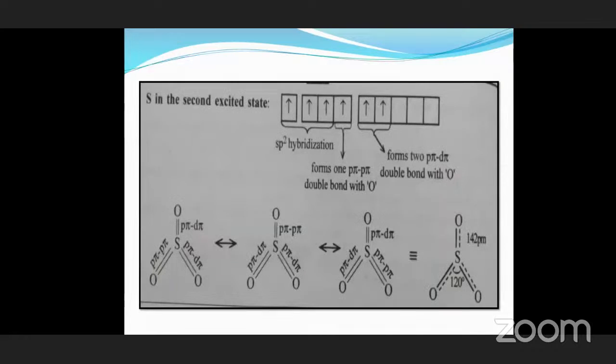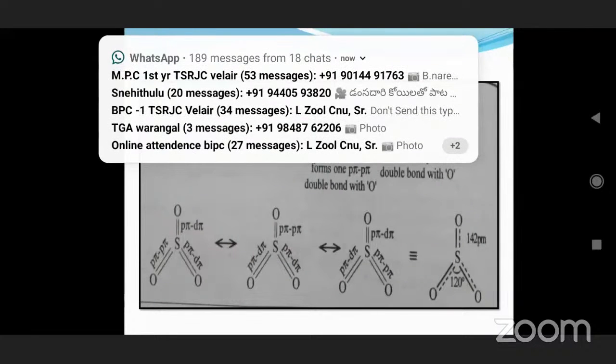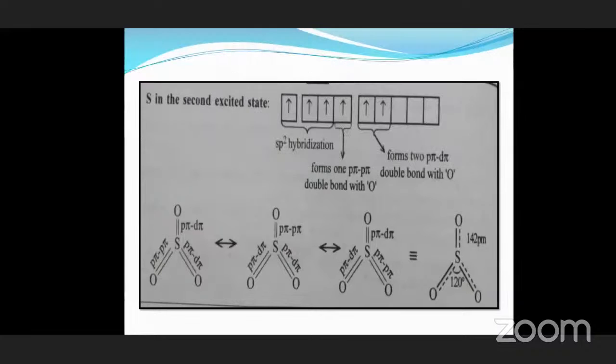Then some more. The resonance structure of sulfur trioxide. Here the sulfur trioxide has sp2 hybridization. That means one s orbital overlaps with this p orbital and this p orbital. One s orbital, two p orbitals. That's why it participates in sp2 hybridization.